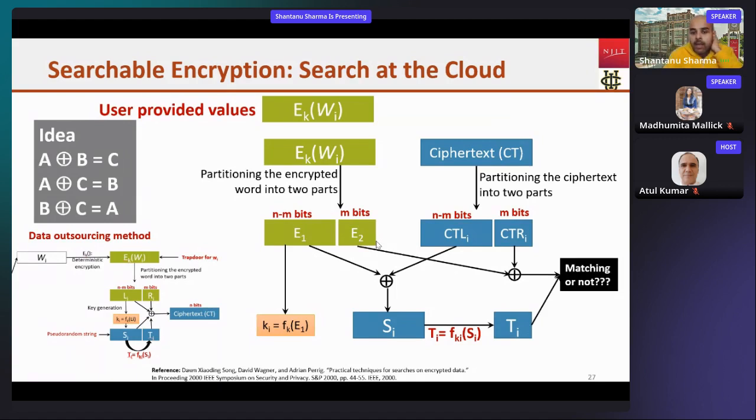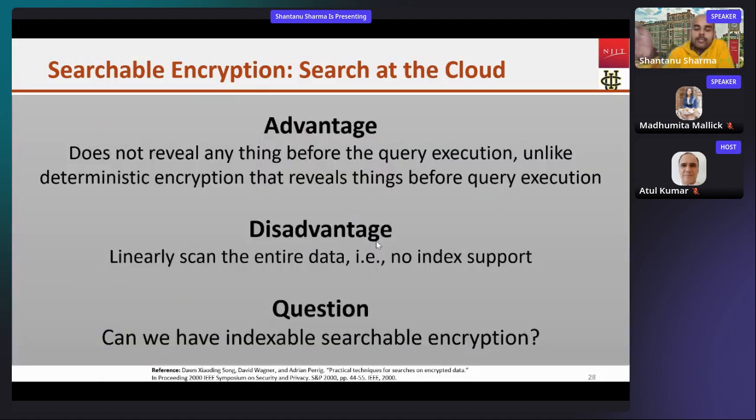Next, we performed the XOR operation when we were outsourcing the data, between the RI part and the TI part. See your left hand side in the slide, in the bottom. Here we are performing the same thing. So E2 and CTRI are XORed and matched against the TI bit, and the cloud will check if they are matching. If so, this is correct: the cell value is matching the query keyword, and the cloud sends this entire row, or whatever the query asks for, back to the user. Otherwise, it is not matching. So this way searchable encryption techniques work.